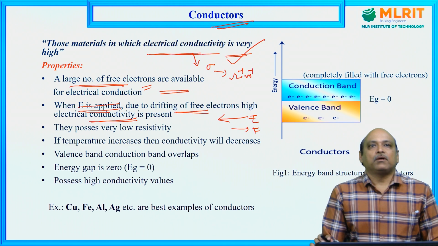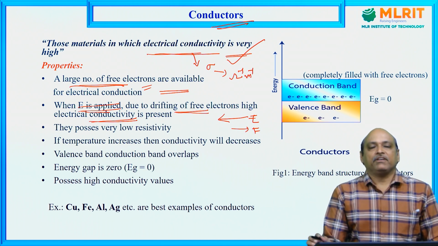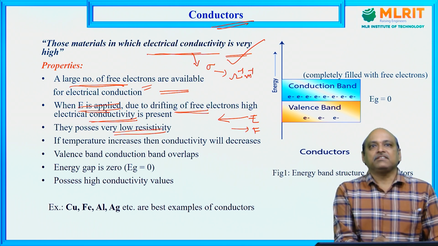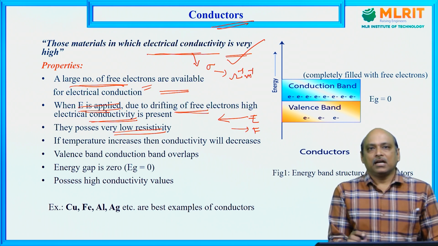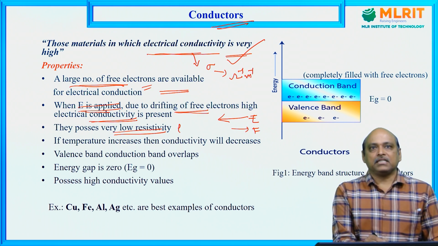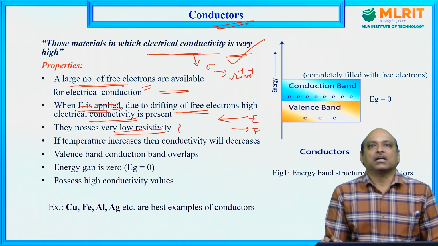Very important thing is, if the electrical conductivity of any material is very high, we can say that the resistivity of that material in general will be very low. Here resistivity is represented by the symbol rho.